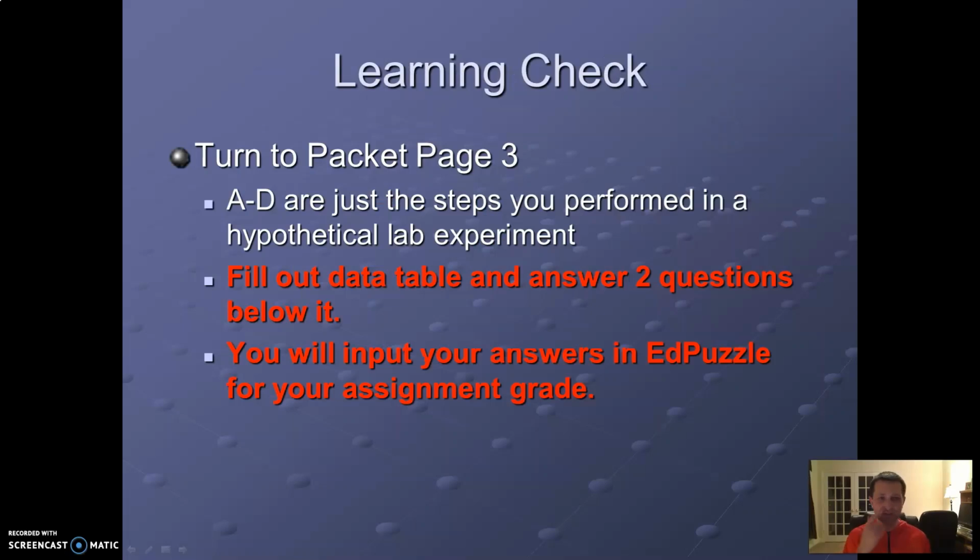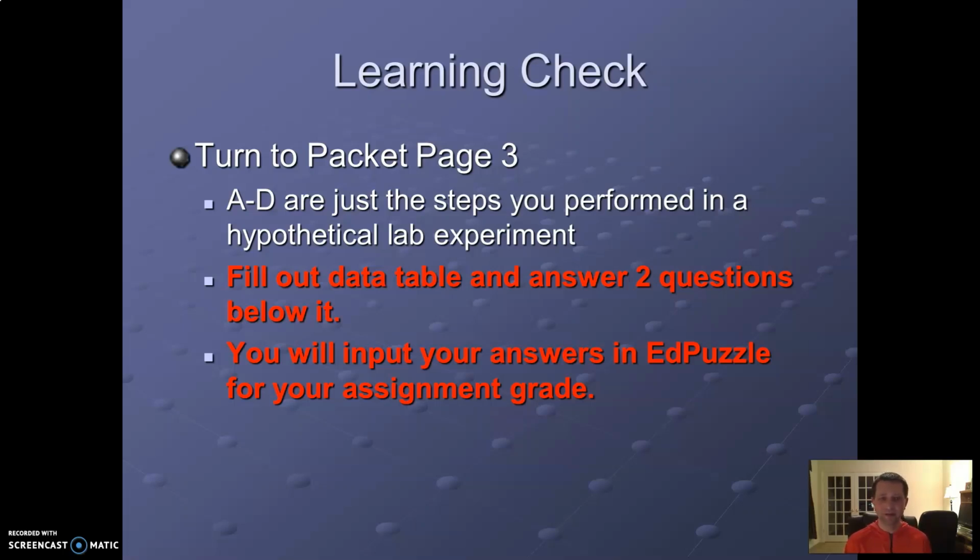Okay, last thing you want to do is go to page 3 in your packet and take a look at what's going on there. It's just an overview of an experiment you would have performed, and it gives you a bunch of sample data. A through D are just the steps you performed in the hypothetical lab. So what you want to do is fill out the data table and answer the 2 questions that are below it. It's really easy. So use the notes from the lecture today. All right, go back and look at what the properties were of ionic and covalent compounds. Compare that to what you guys have on that lab, and then try to answer the questions as best you can. And you might end up classifying certain things as ionic and covalent. Use your notes, you'll be just fine.